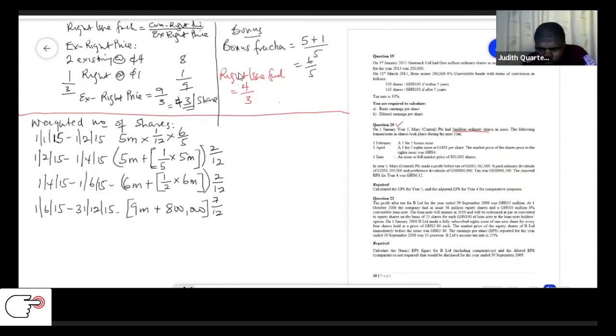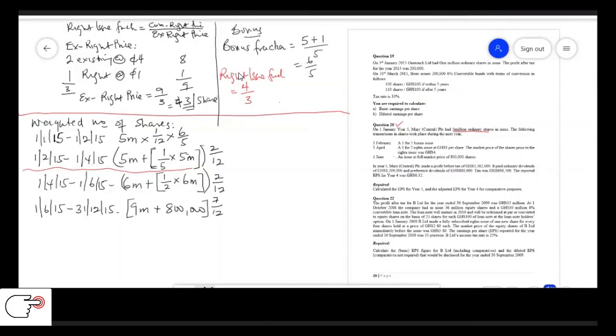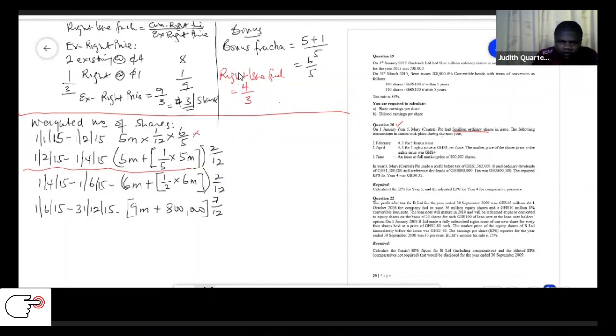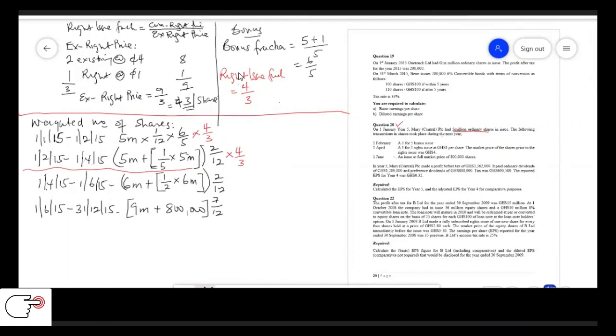And when was the right issue? April. It means that before is this and this. Do you agree? This is the right issue, this is the before. It was issued on this date. So we need to multiply all this by 4 over 3. That's all, you are done. Very simple question, weighted number of shares. Then we can quickly look at how to calculate the basic earnings per share.